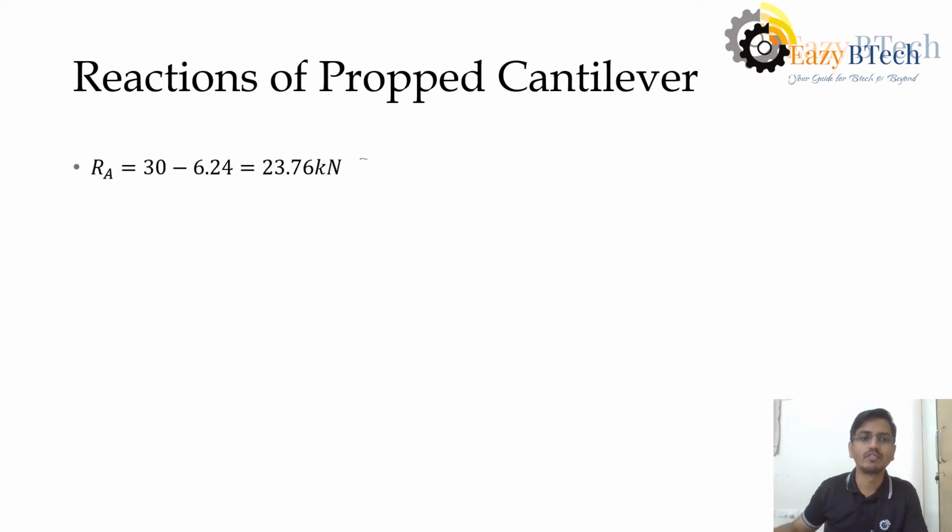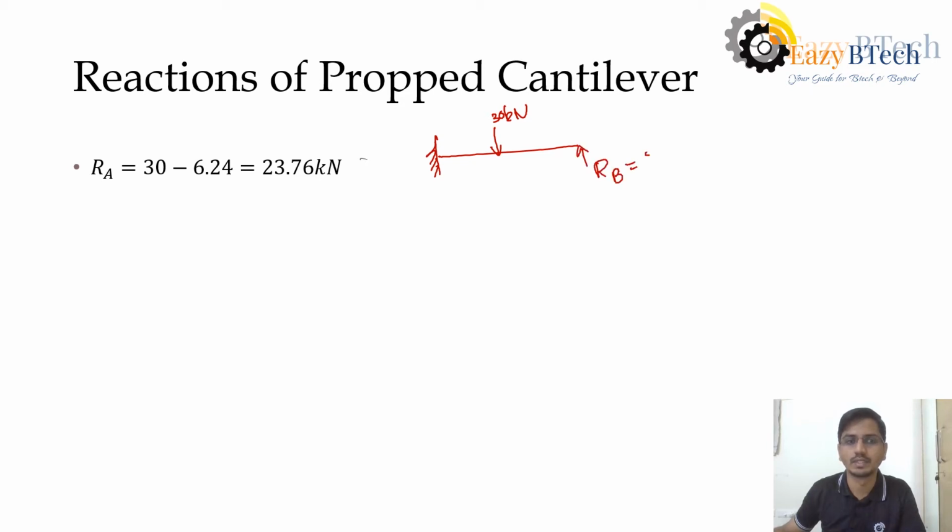So we have got the RB. We need to find out RA. The same approach. So this is my 30 kilonewton. This is my reaction, RB. RB is nothing but 6.4. I need to find RA. So RA is nothing but 30 minus 6.4.